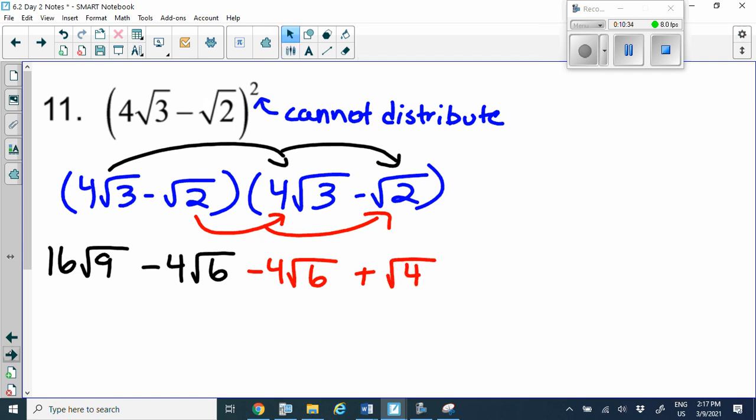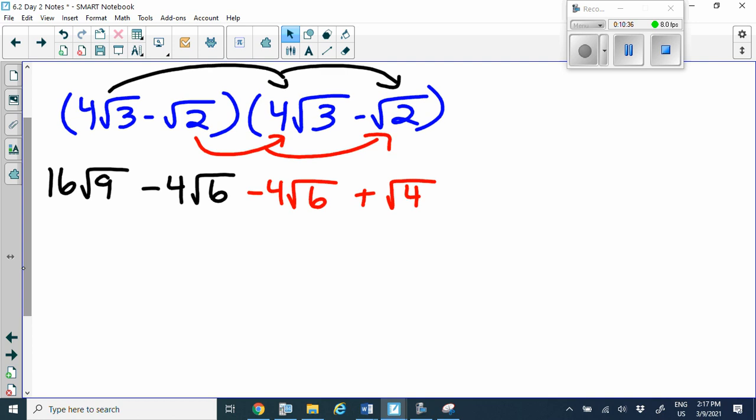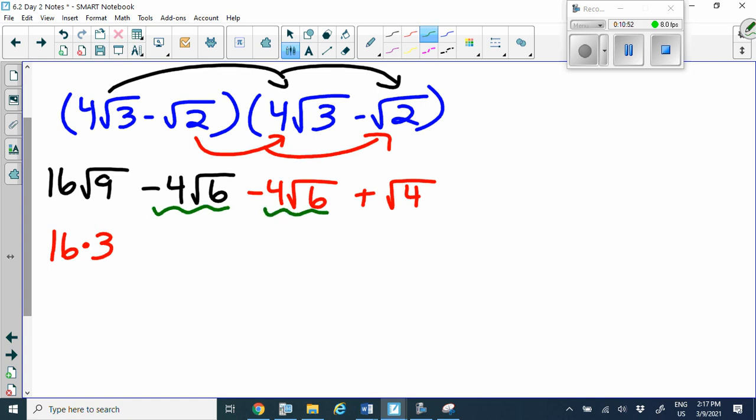Now, let's combine like terms if we can, simplify all that stuff. So looking at the first term, we have 16 square root of 9. Is 9 a perfect square? Yes. So what I'm going to do is I'm taking the square root of 9, which is 3. Remember, we multiply here. Now, notice I have like terms that I can combine. It's the negative 4 square root of 6. Okay? They both have the same radical, and the number underneath is exactly the same. So I can go ahead and combine the coefficients, so the negative 4s. So negative 4 minus 4 gives me negative 8. And so I'm going to have negative 8 square root of 6.